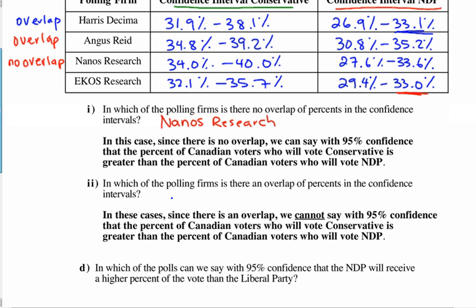So in which of the polling firms is there an overlap? Well, Harris, Angus, and Ecos. In those surveys, we cannot say with 95% confidence that the percent of Canadian voters who will vote conservative is greater than the percent who will vote NDP. So in those surveys, we can't be confident that conservative will win over NDP.